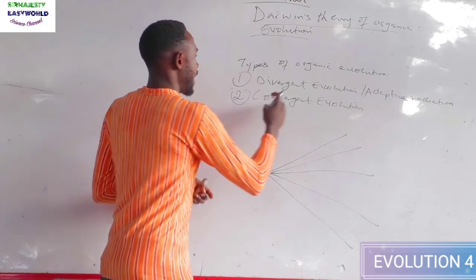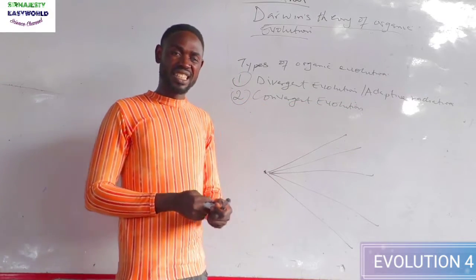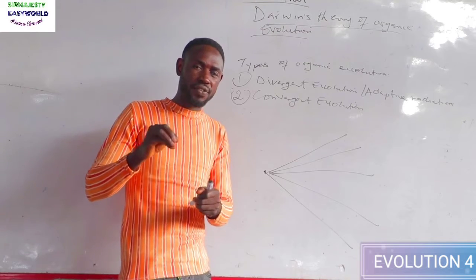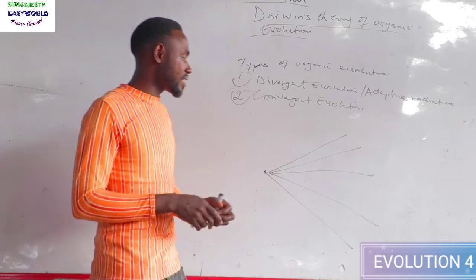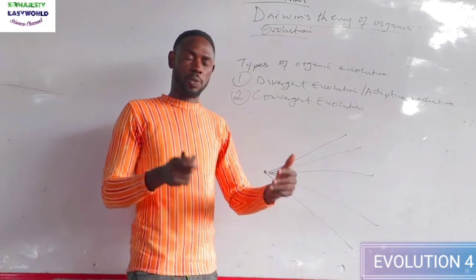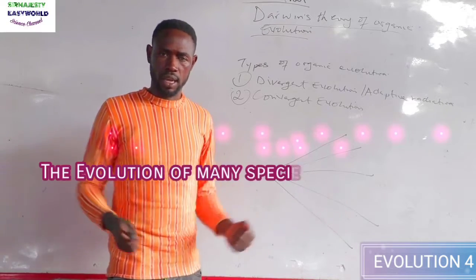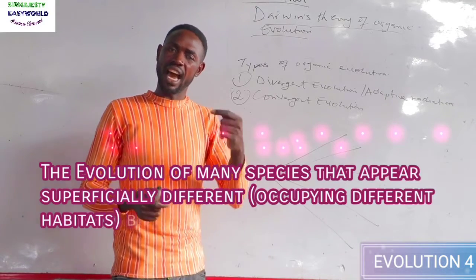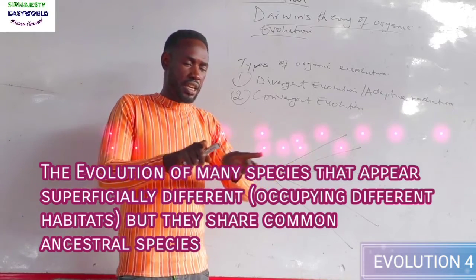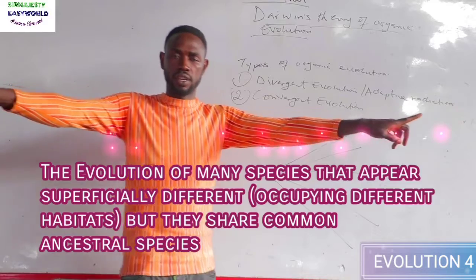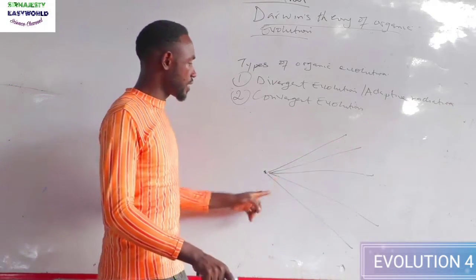So when we talk about divergent evolution, it's just the evolution of superficially different species that have related ancestors. That is, organisms that arise from a common ancestor, but they are superficially looking different. Why? Because they occupy different environments. And this is what Darwin termed adaptive radiation. They radiated because they all spread to occupy different what? Environments. Remember, when you occupy different environments, that's your natural selection.